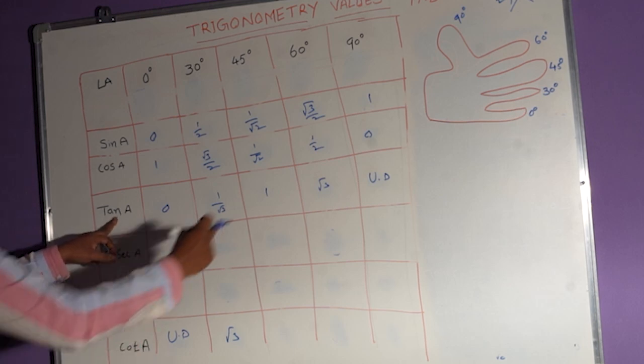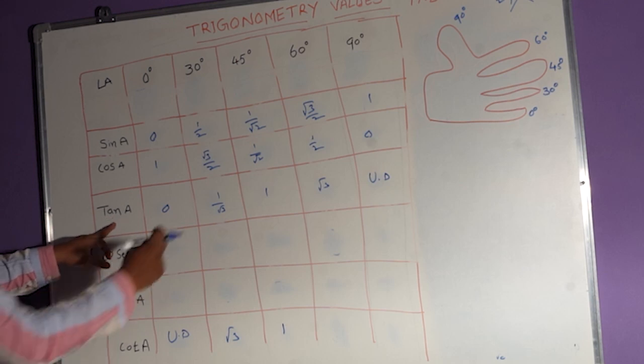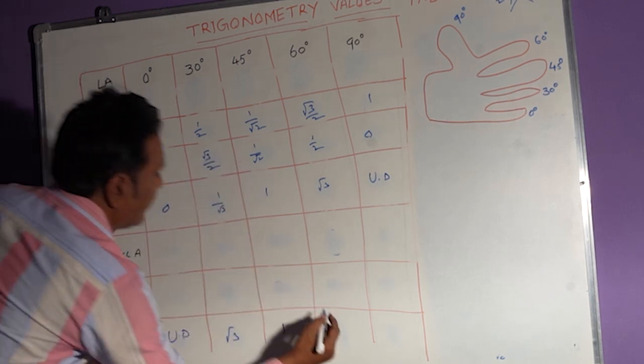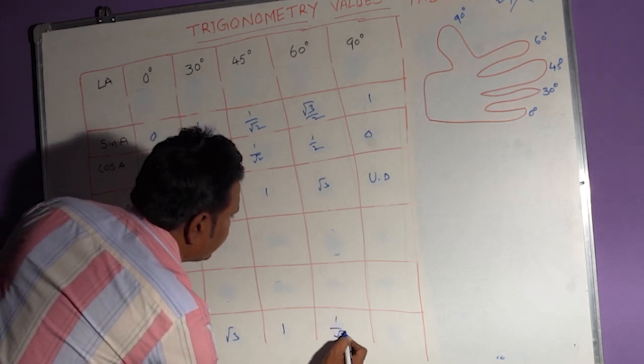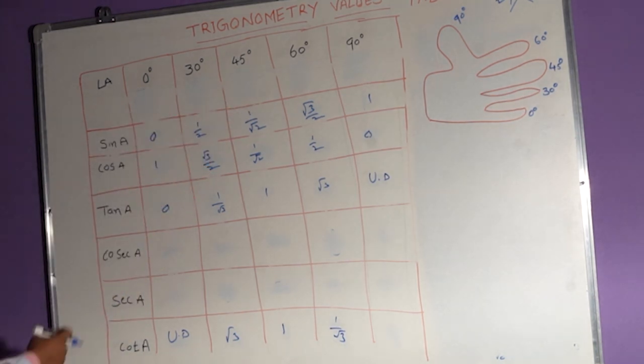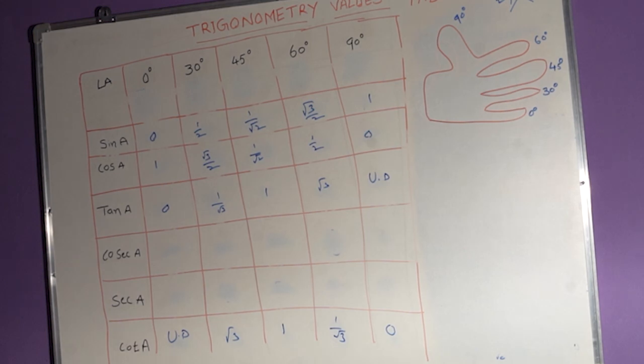Next, tan of 45 degrees is equal to cot of 45 degrees, 1. Tan of 30 degree value is equal to cot of 60 degree value. Tan of 30 degree value is 1 by root 3. Tan of 0 degree value is cot of 90 degree value. Tan 0 degree is equal to 0. Then this is the 0.